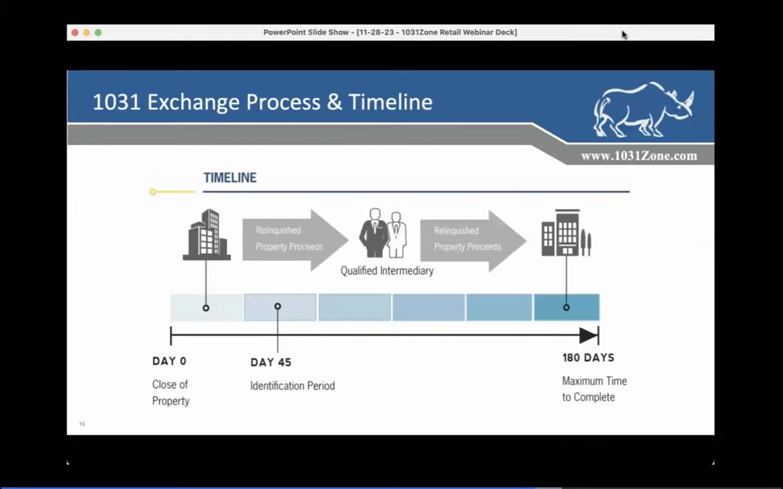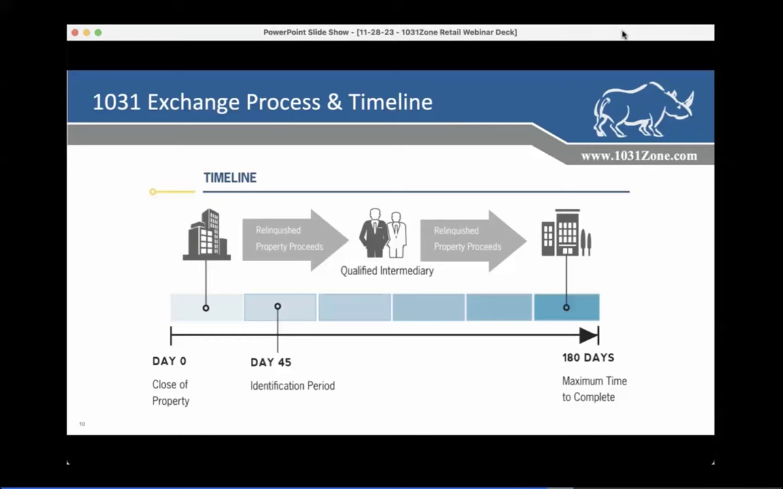So this is the 1031 exchange process and timeline here. I always say that this is probably the most important slide in any of these slide decks. And the most important part of this slide is not even on this slide. I always joke around and say that, because if you look to the left of your screen here, you're going to see day 0 or the closing date of the property. So this is the 1031 exchange process and timeline. These are the different time horizons that you have to abide by when you're doing a 1031.